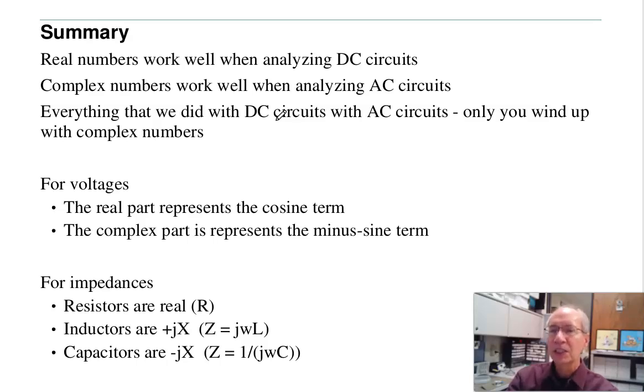For voltages in rectangular form, the real part represents the cosine term, the imaginary part represents the minus sine term. For impedances, resistors are just R, inductors are plus j omega L, capacitors are 1 over j omega C, or minus jX. Again, inductors and capacitors are different. Inductors have an impedance of plus j, capacitors are minus j. Once I represent a circuit using complex numbers or phasors, I can now analyze just like we did at DC.